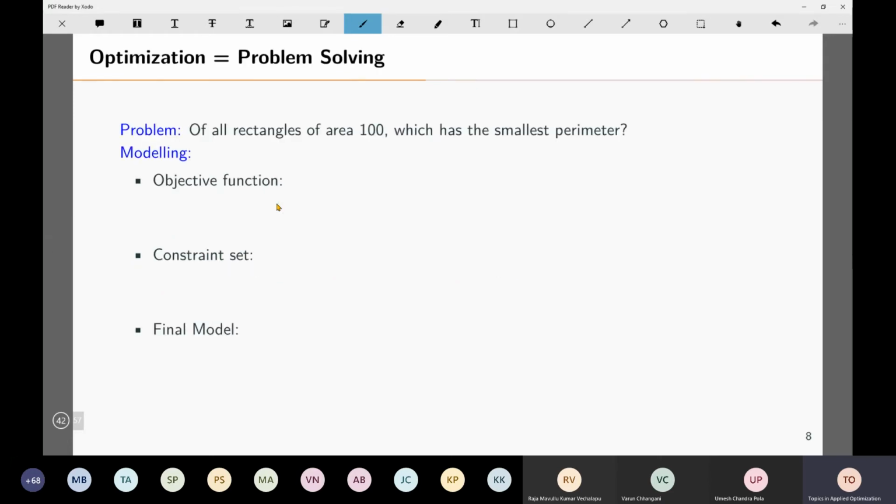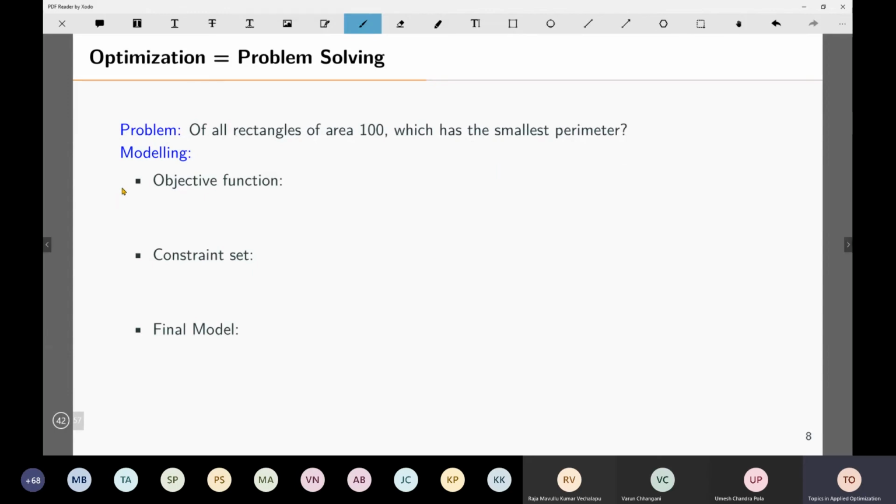So as I said, optimization is nothing but problem solving, and this is something we have been doing actually since our high school. Let us pick up some problem from our high school so that we will realize where we needed optimization. So the problem is the following: of all rectangles of area 100, which has the smallest perimeter?